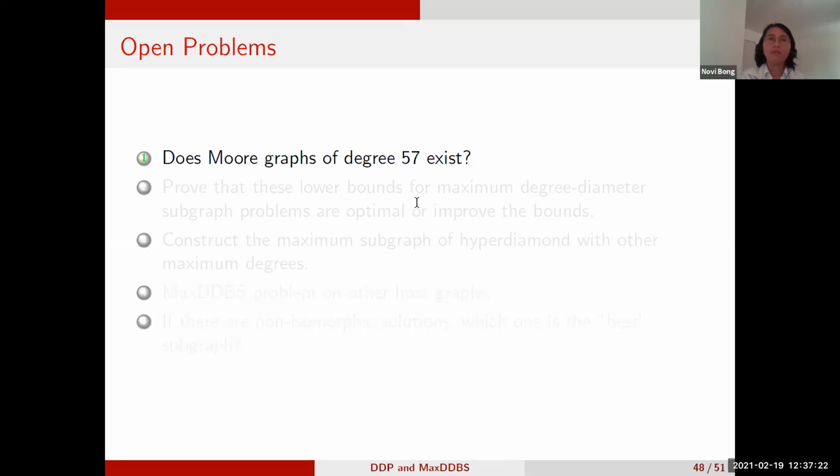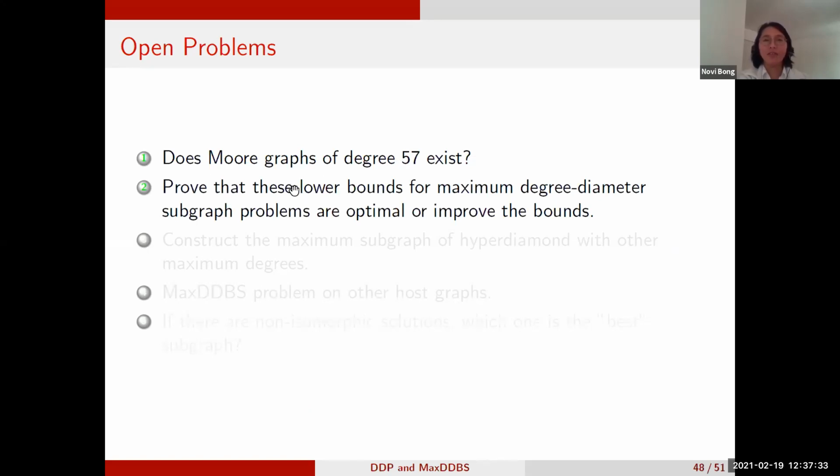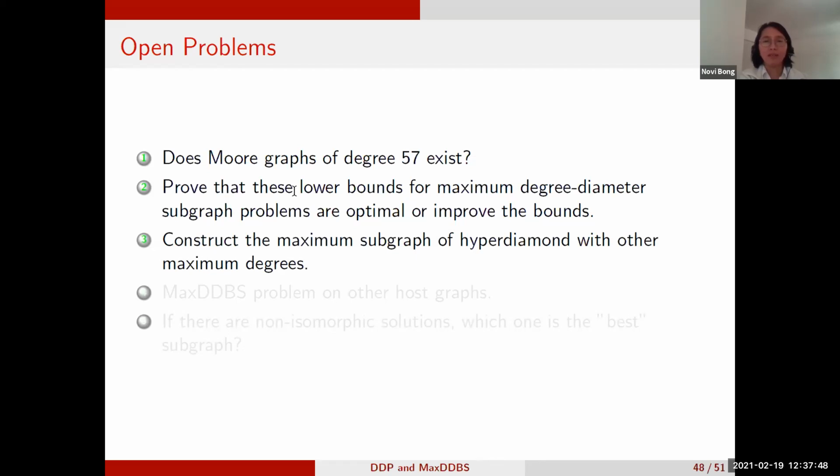Now the open problems: of course, does a Moore graph of degree 57 exist? This always remains open. And then we still have to prove whether the constructions that we have for the maximum degree-diameter subgraph are optimal, or whether that bound can actually be improved. For us, we need to construct the maximum subgraph of the hyperdiamond with other maximum degrees. Right now we have the result for maximum degree 4, and it can be improved. And you can also consider the other host graphs.